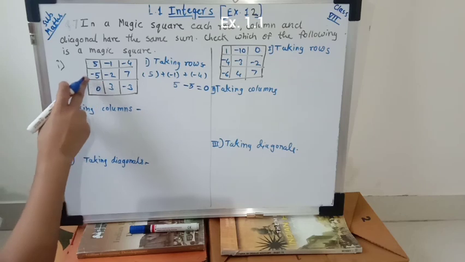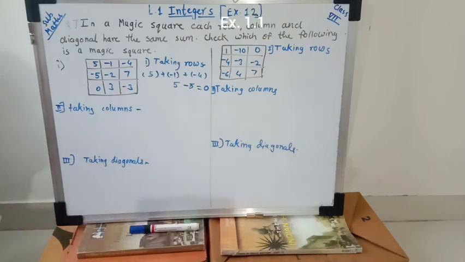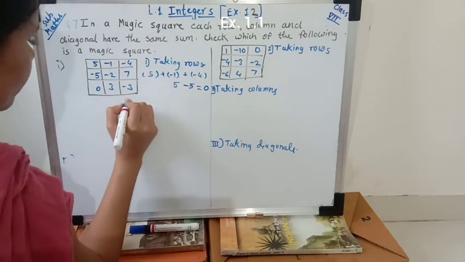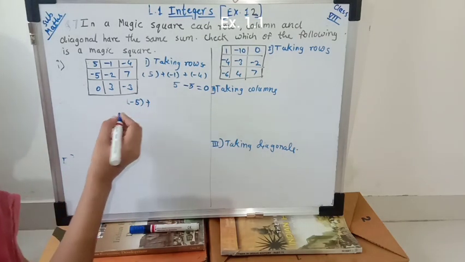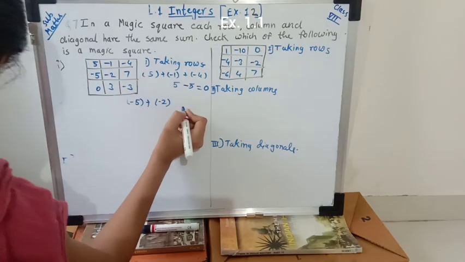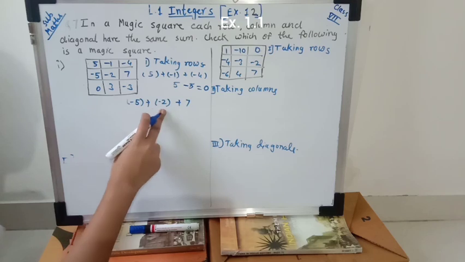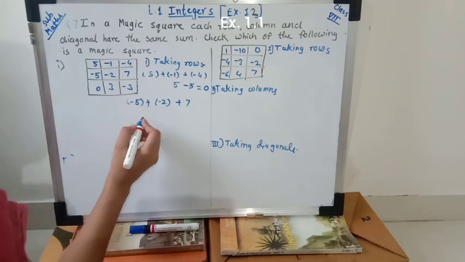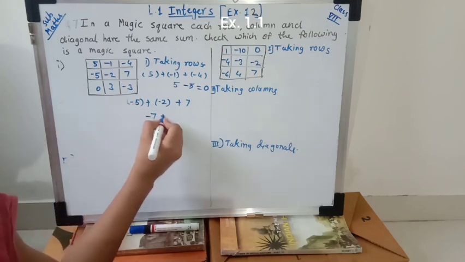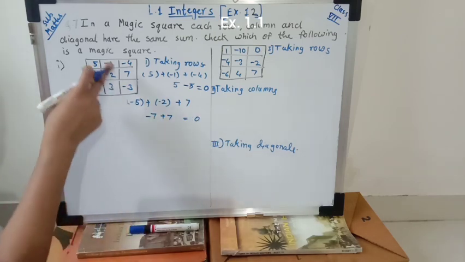Now let's take the second row. Here minus 5 is there. I'll rub this so we can do the addition of rows. So minus 5 plus minus 2 and plus 7. We will do the addition of the first two negative numbers. 5 plus 2 is equal to 7. Give the sign of the bigger number. 5 is the bigger number, so I am giving the sign of 5, and plus 7. Minus and plus become minus, so 7 minus 7 is 0. The addition of the second row is also 0.